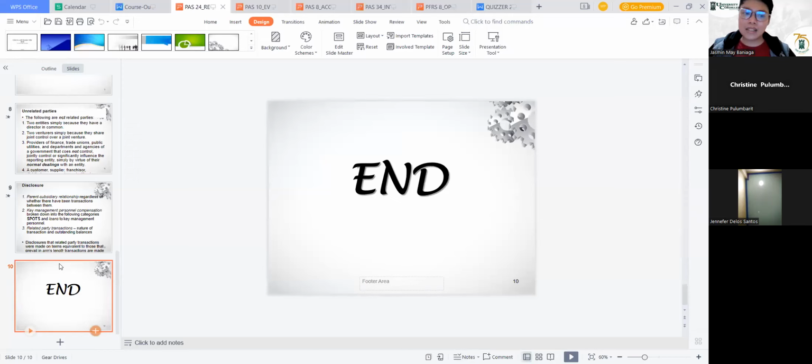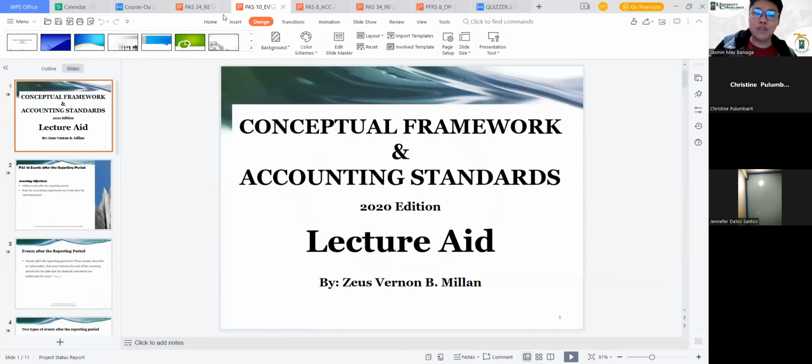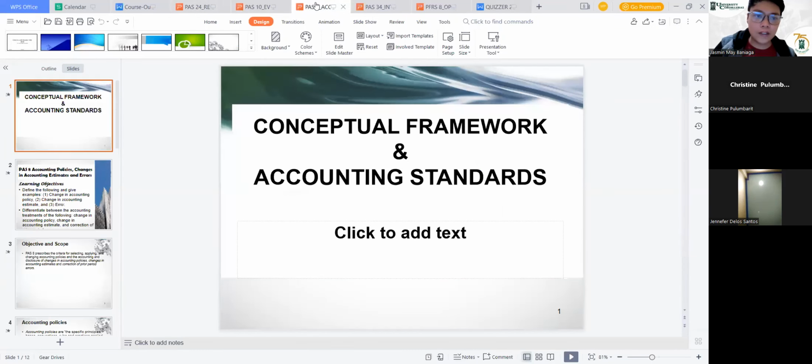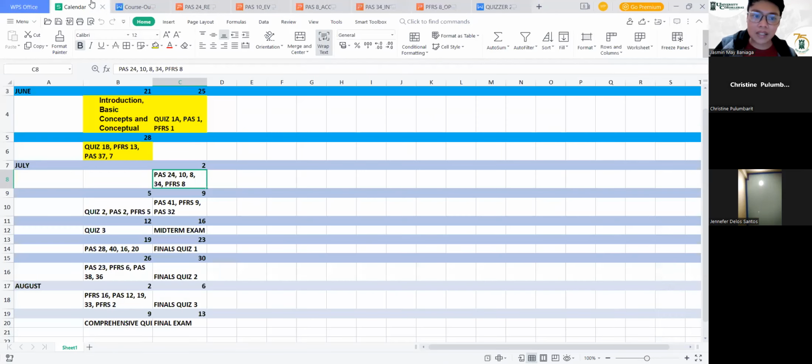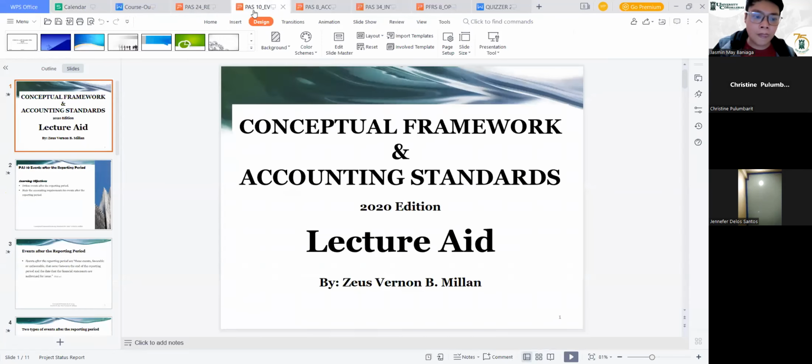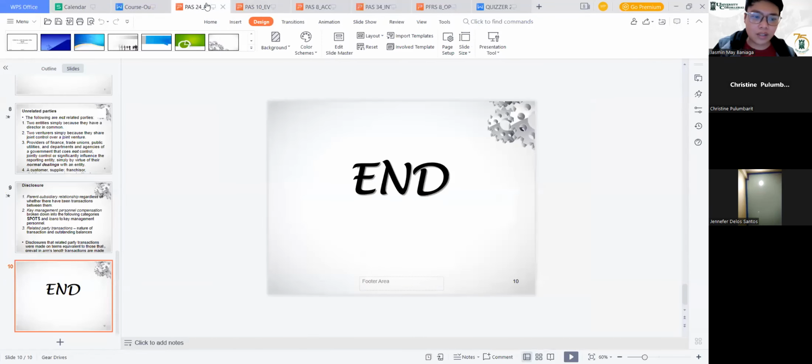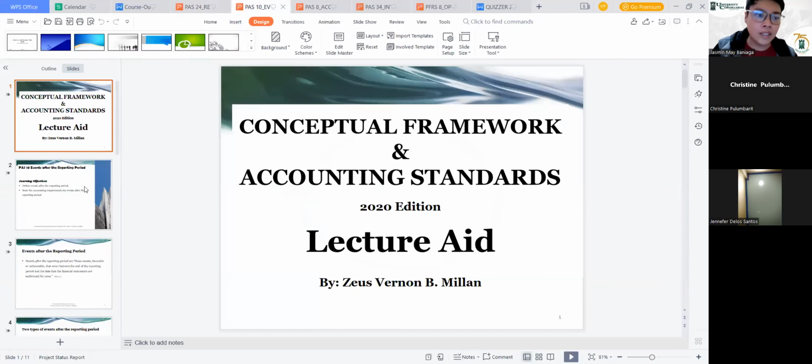You can ask anything and use our chat box. I'm going to read that later on when we reach halfway through the different accounting standards. As you can see in our calendar, aside from PAS 24, we have PAS 10, PAS 34, and PFRS 8. I'll move forward with PAS 10 for now. Sorry, we're done with PAS 24. Let's have PAS 10 for now.